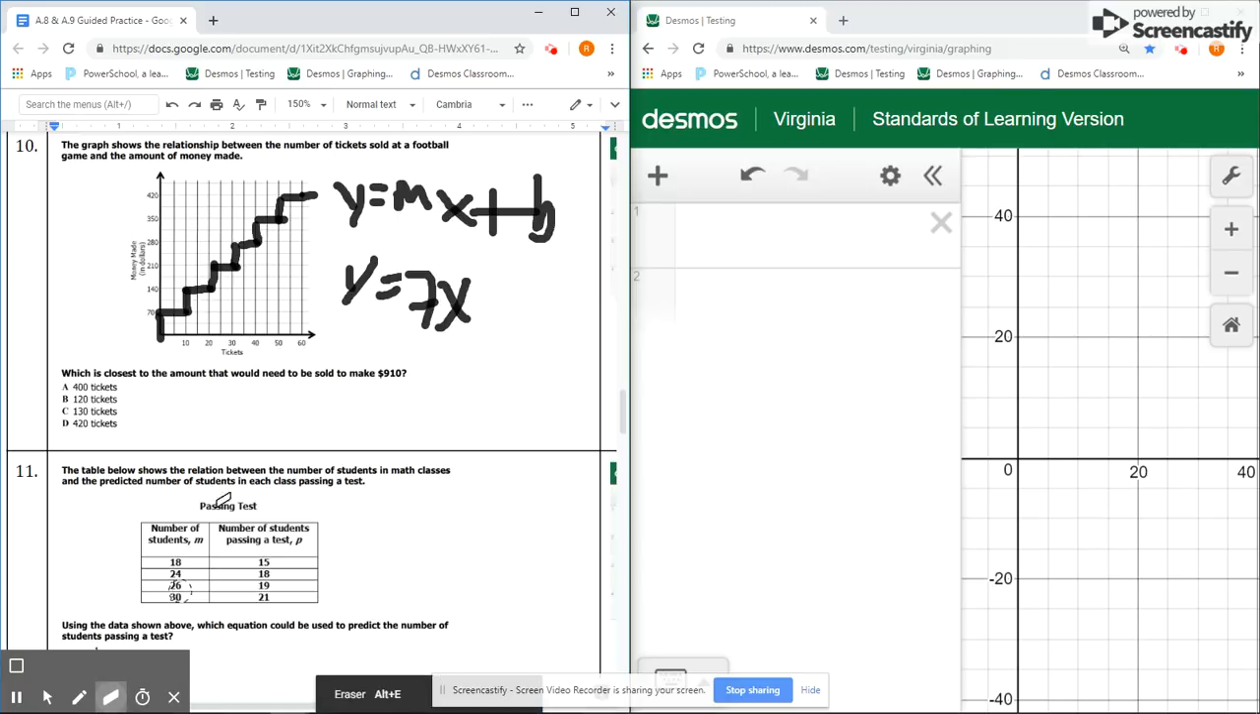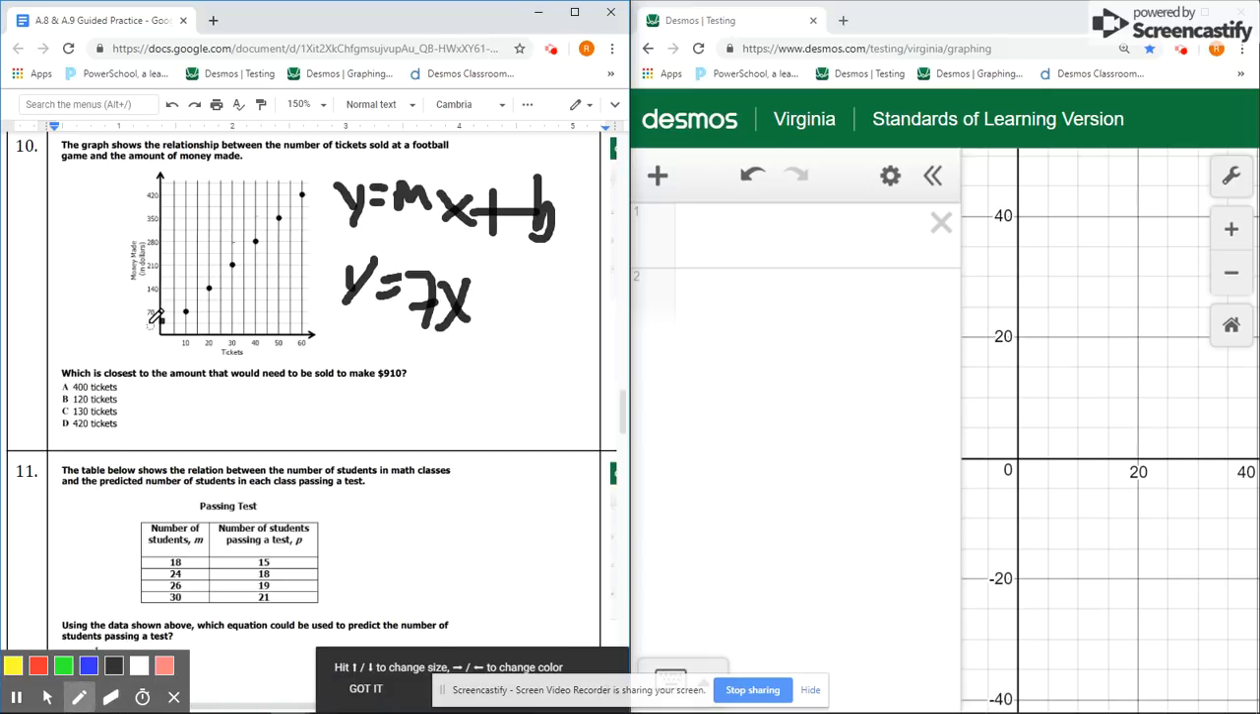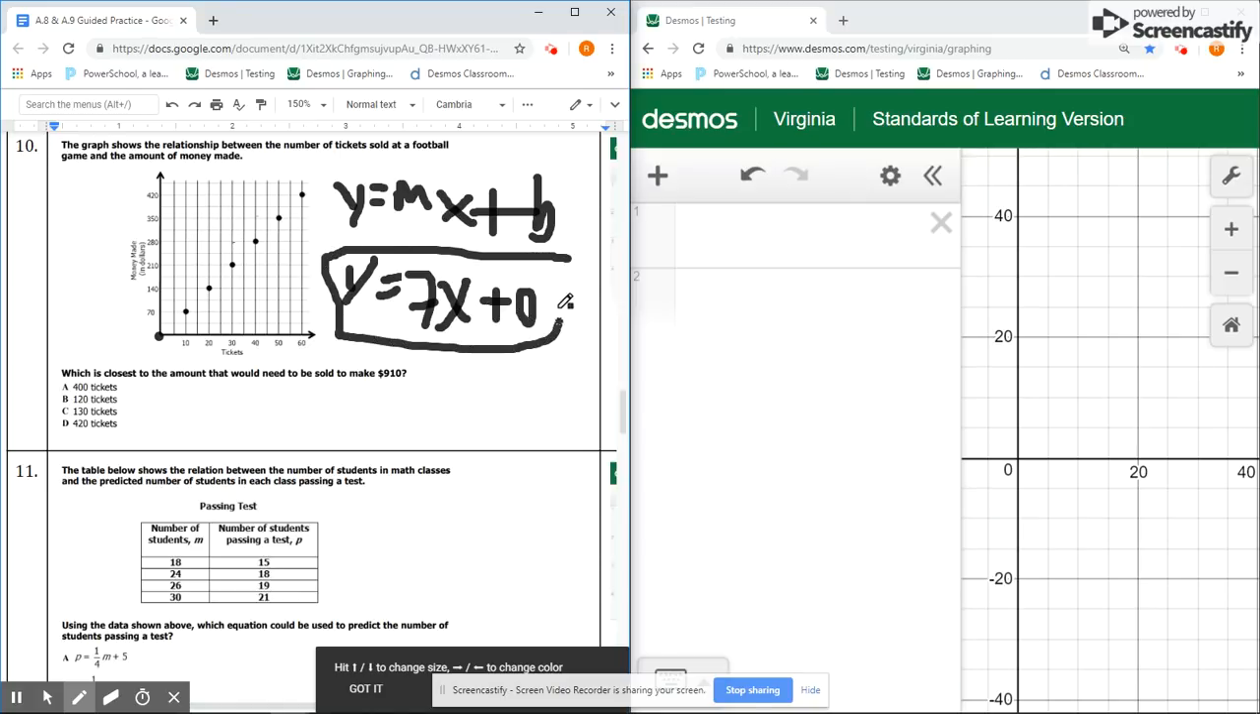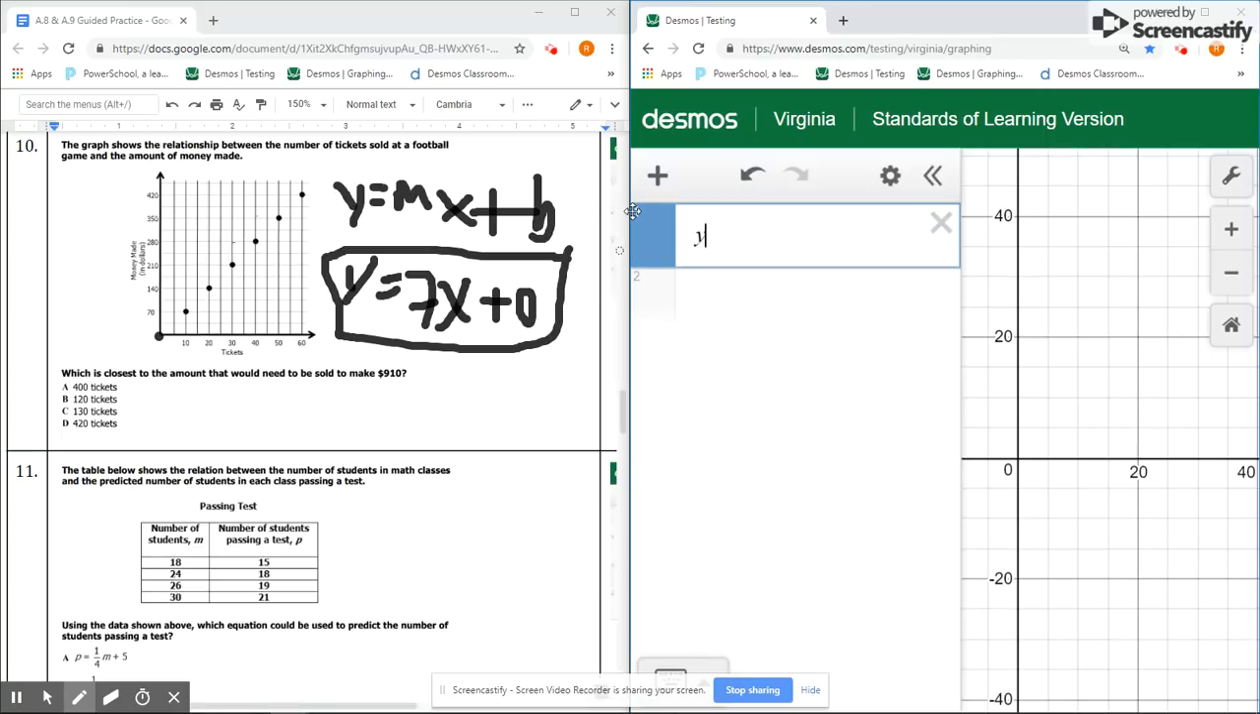If we were to draw this line, it is going to go through 0, 0, because if we sell 0 football tickets, we'll have $0. All right, so 7x plus 0, or just 7x. That's going to be good enough for us. So y equals 7x or 7x plus 0. Either one's going to give the same line. All right, so there's our line.